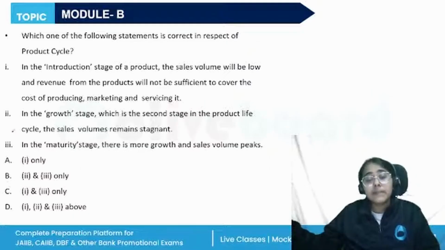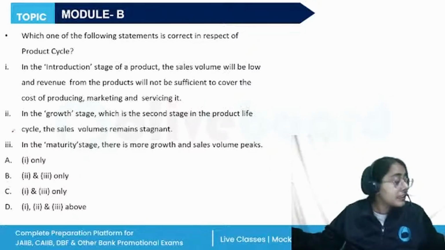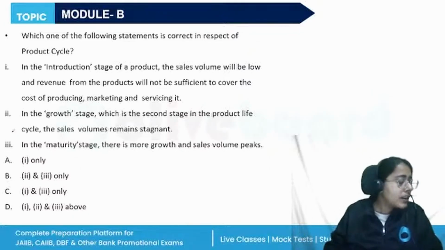Then maturity is where the sales are saturated. Now all the different banks and financial institutions, competitors, are also entering the market. And finally, we have the decline stage, where if the banks do not try to improve the product or provide anything new, then the product will go out of the market. So, which of the following statements is correct?